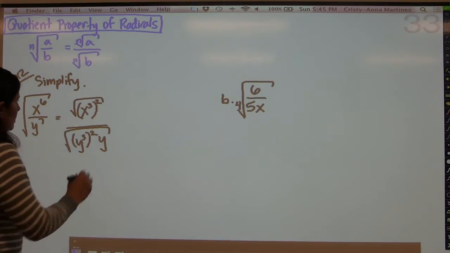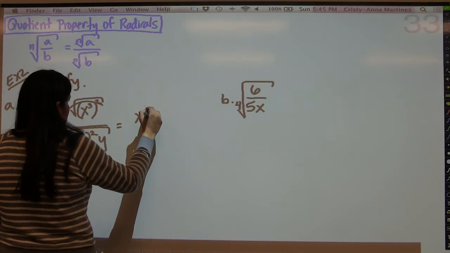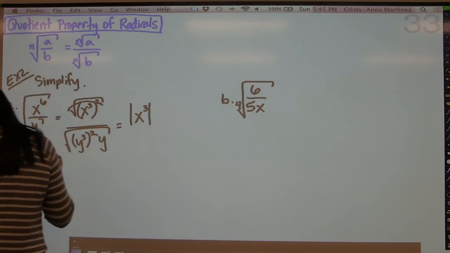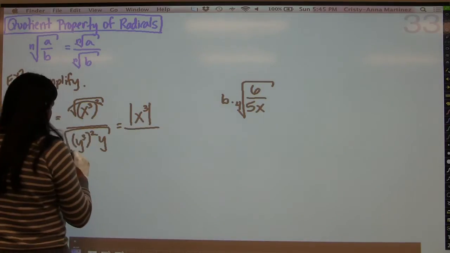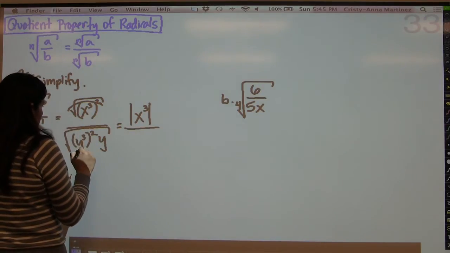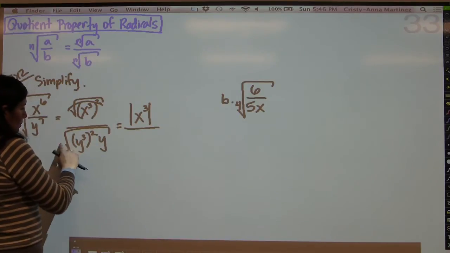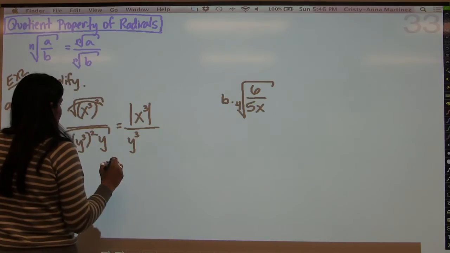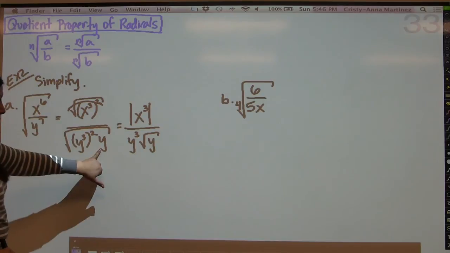Okay? So on the top, they cancel and you're going to get x cubed. And of course, you should keep that in absolute value bars. And then on the bottom, the y cubed squared will cancel, and you'll have just y cubed left, and then square root y. Okay, because this y won't come out.